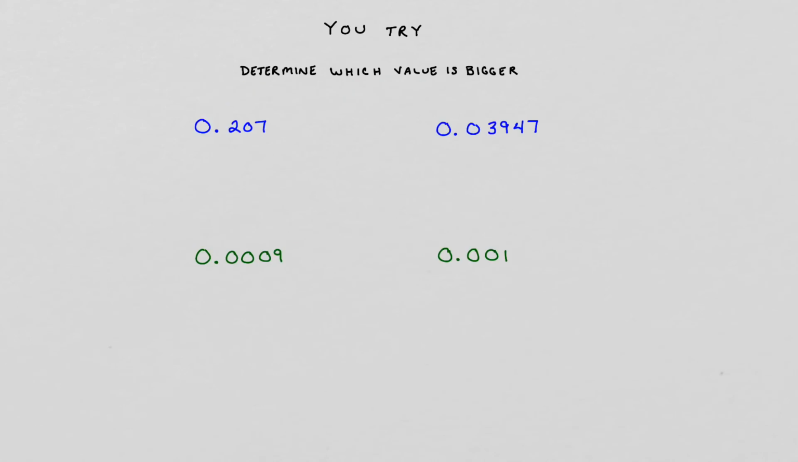Now it is your turn. When you are ready, go ahead and pause the video to work on these problems. I want you to determine which value is bigger using an inequality symbol. For our first question, we have 207 thousandths, and we are comparing that to 3,947 hundred thousandths. For our second question, we have 9 ten thousandths, and we are comparing that to 1 thousandth. When you are ready, go ahead and press play, and we will review these solutions.